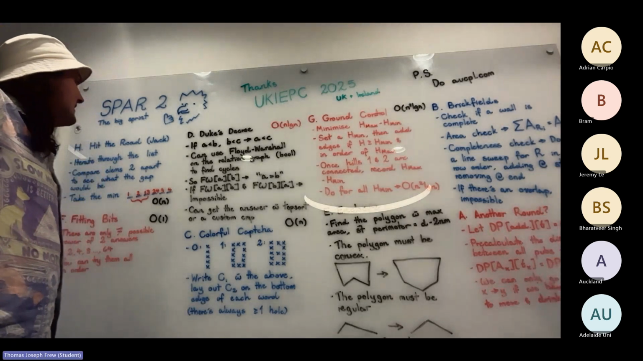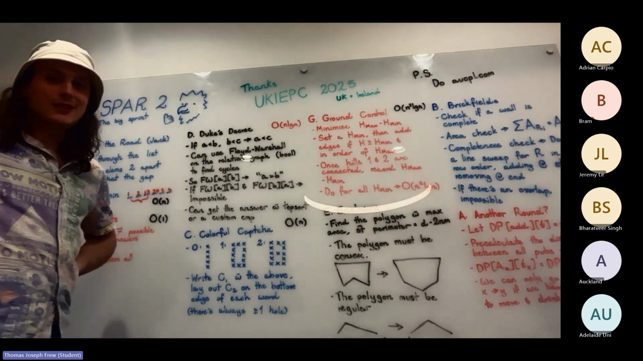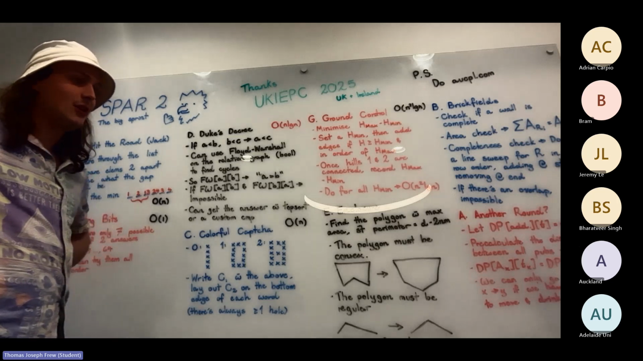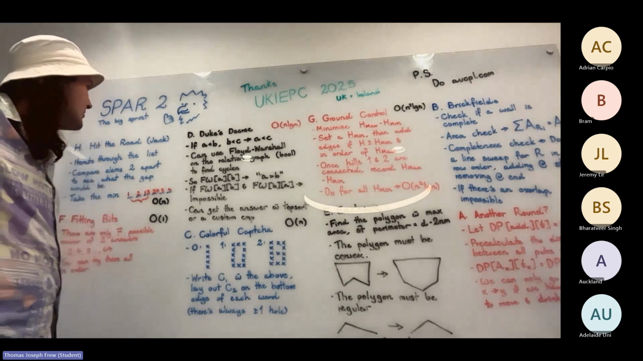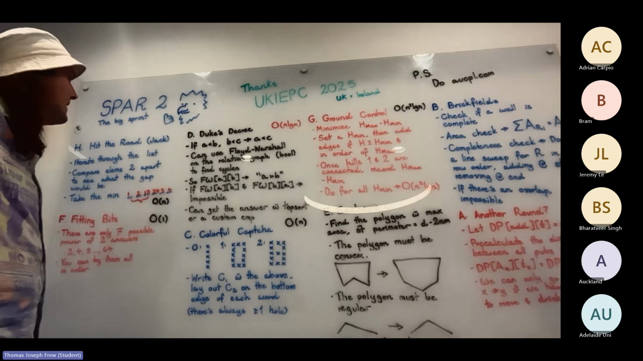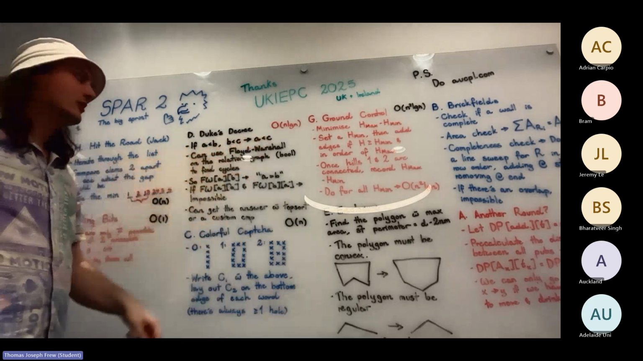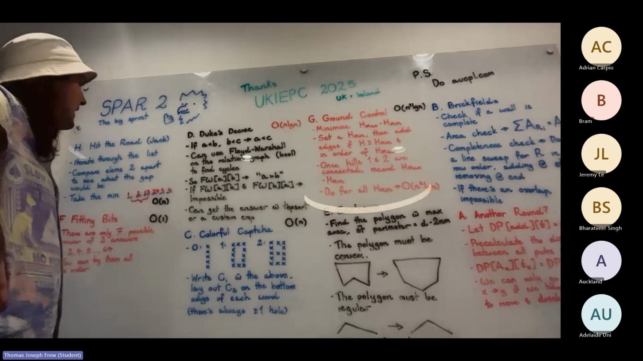The next problem is D, which is Duke's Decree. This basically involves sorting a string with a bunch of relations between some of the letters. So if A is less than B, then all of the A's have to come before all the B's, et cetera. Now, importantly, if A is less than B and B is less than C, that implies that A is less than C. So, we have this transitive relationship.